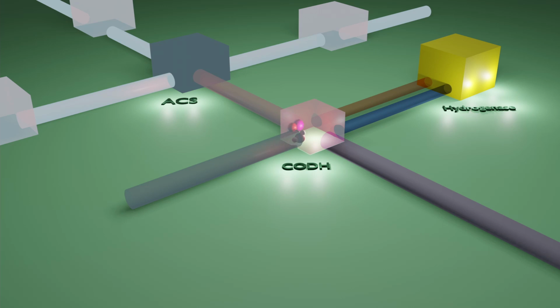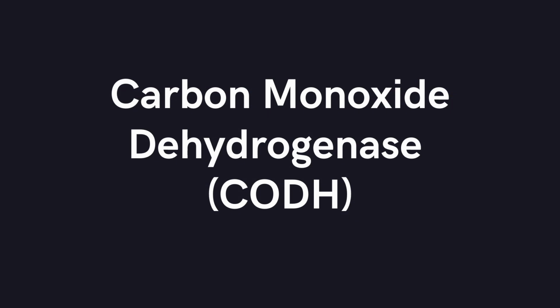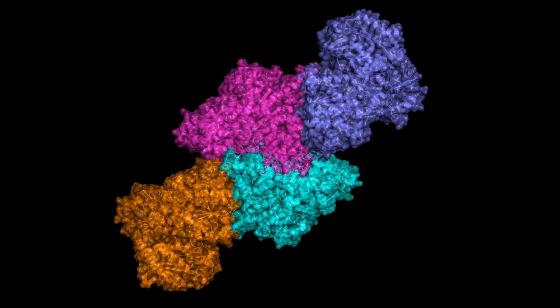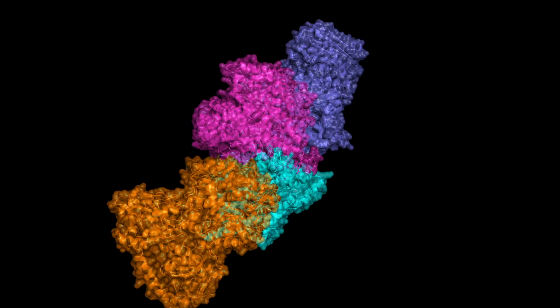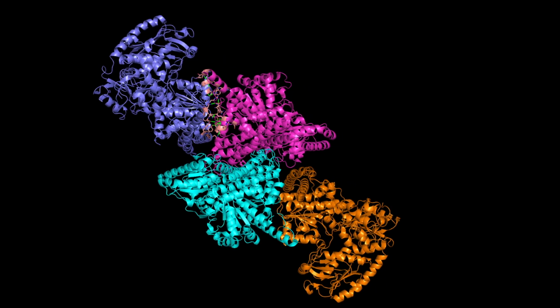This, as you'd have guessed, is a model, admittedly an oversimplified one, of the enzyme that we're going to discuss today. Carbon monoxide dehydrogenase. But wait, this is not it. In fact, on the screen is a dimer of the CODH ACS complex, the cyan and pink ones being the CODH units and the blue and orange ones the ACS units.